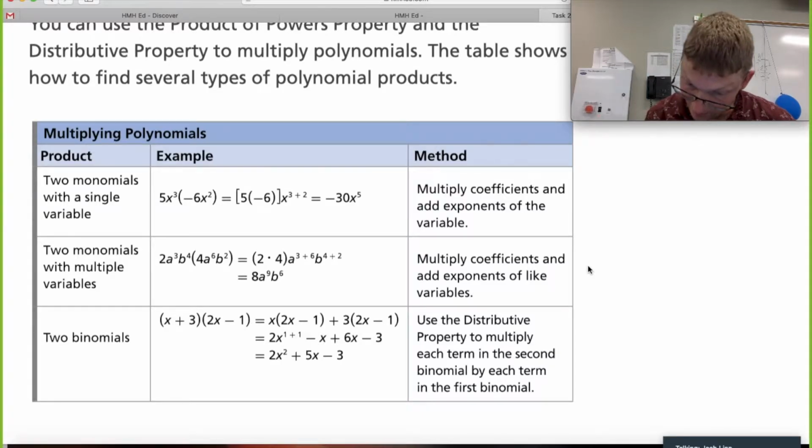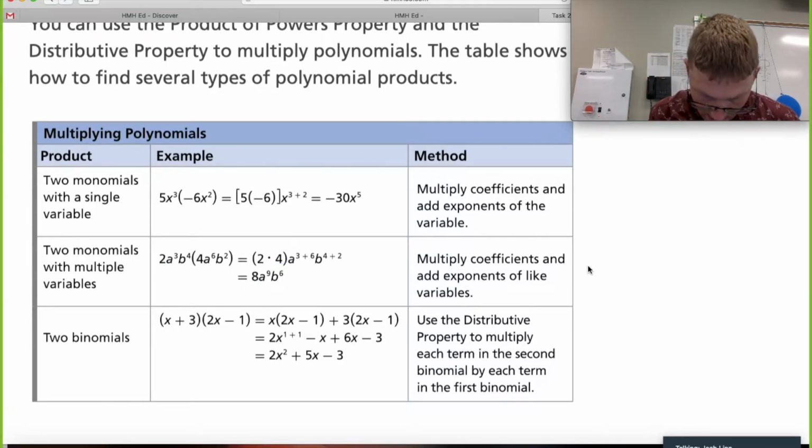So that's basically how the rest of it goes. Two monomials with multiple variables is the same thing. It's just that you have to line up your variables. So again, your coefficient, 2 times 4, is going to be our 8. So you see that right there.